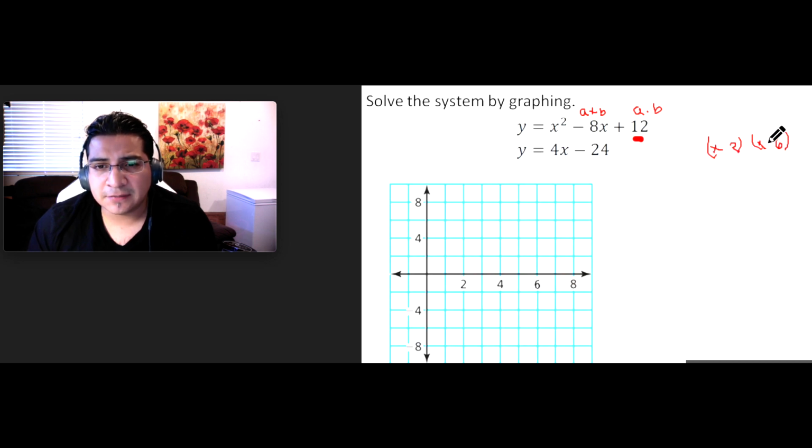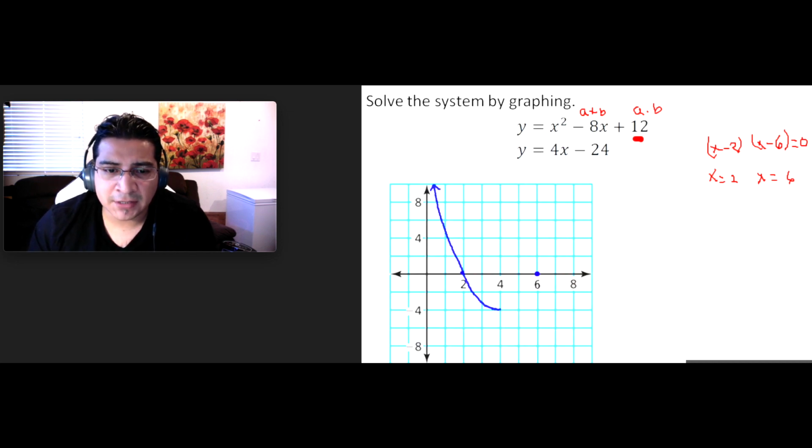This one has to be -6. This one has to be -2 as well. Keep in mind this is equal to 0, so we're trying to solve by factoring. So then I have one zero at x equals 2, and another zero at x equals 6. Let me draw my parabola through these two points, and also I can find how low this graph is going to go.